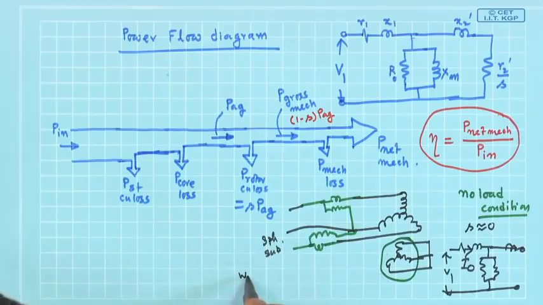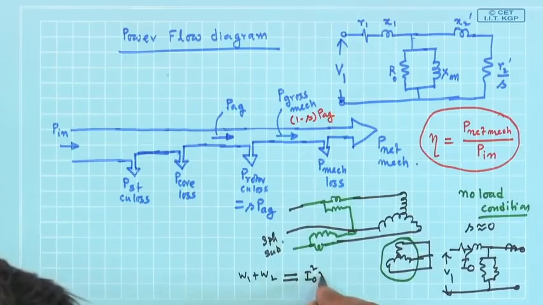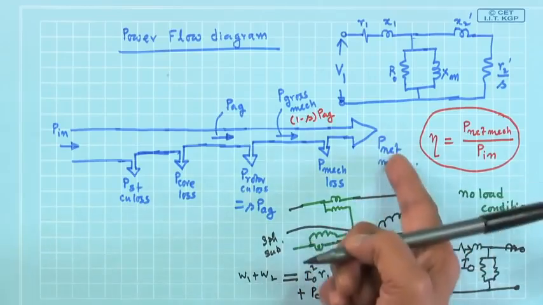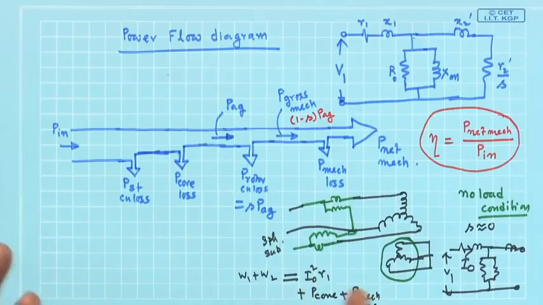That is, the sum of the wattmeter readings W1 plus W2 should, strictly speaking, be equal to I naught square into R1, the stator copper loss, plus P core plus P mechanical loss. Under no load condition, net mechanical power output is 0, there ends the matter. So strictly speaking it should be like that, but the no load current is small compared to the full load current of the machine, like a transformer.